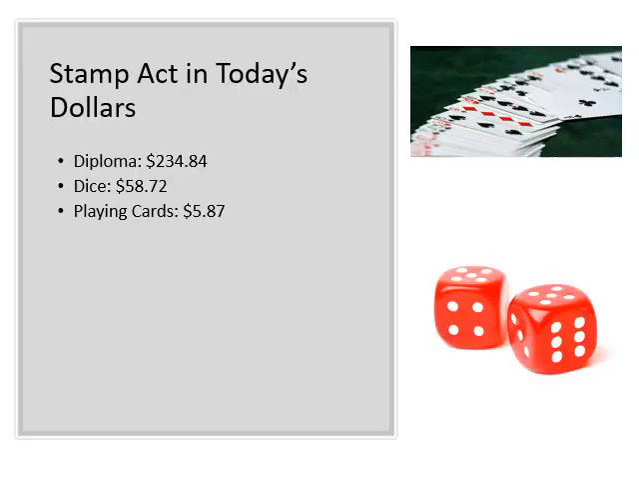So here you can see an illustration of how much the Stamp Act would have increased the price of different articles in today's money, in 2019 dollars. A diploma, a single parchment of paper that you would get for graduating high school or something along those lines, would have gone up by $234.84. Dice, a little packet of them, would have gone up by $58.72. That almost would have been too much to buy dice. No one would buy them for that cost. And then a pack of playing cards would go up by $5.87. So you can see how this could really upset them, the increase of this money on just normal items.